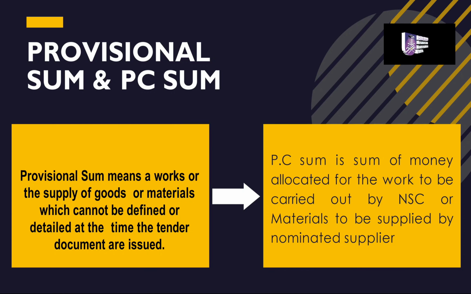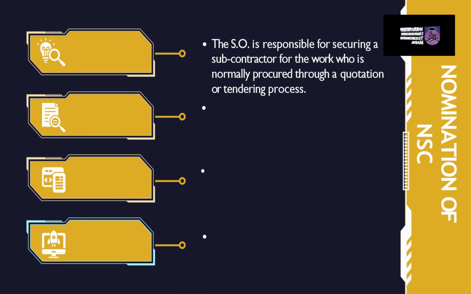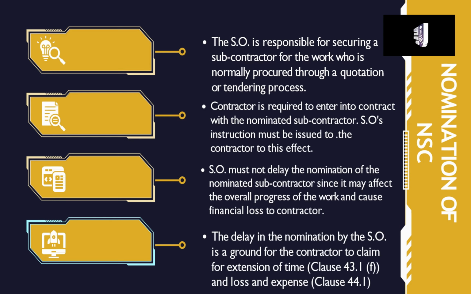Let's have a look at the procedure of nomination or appointment of a nominated subcontractor. The SO is responsible for securing a subcontractor for the work who is normally procured through a quotation or tendering process. The contractor is required to enter into contract with the nominated subcontractor. The SO's instruction must be issued to the contractor to this effect.